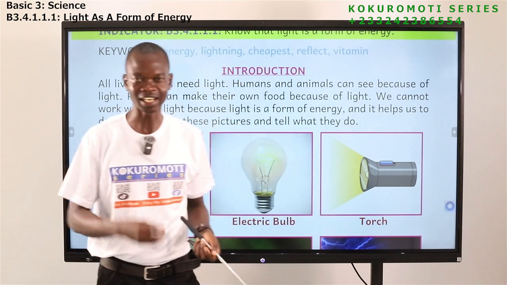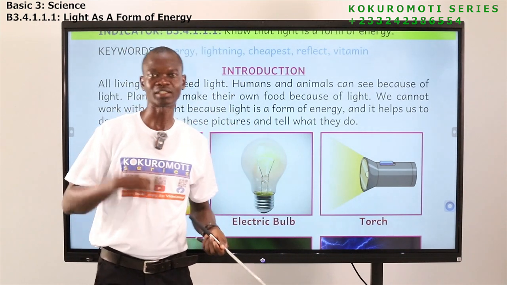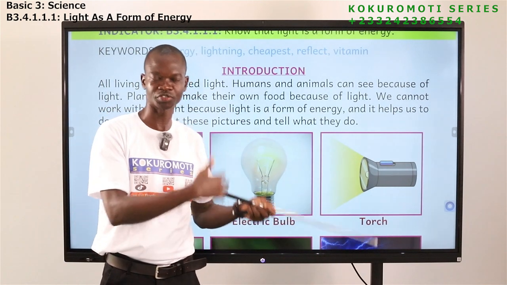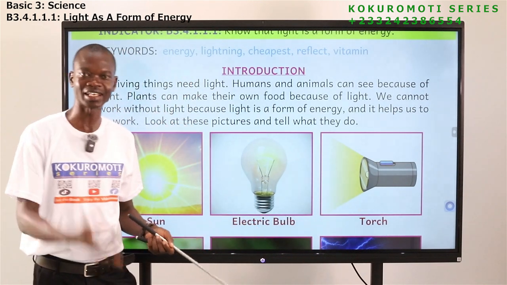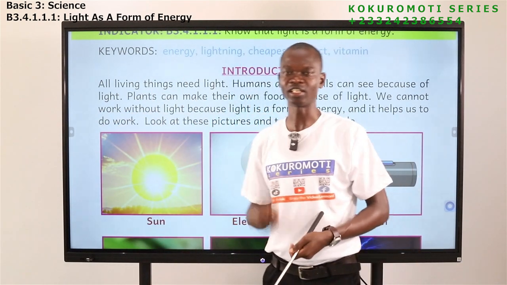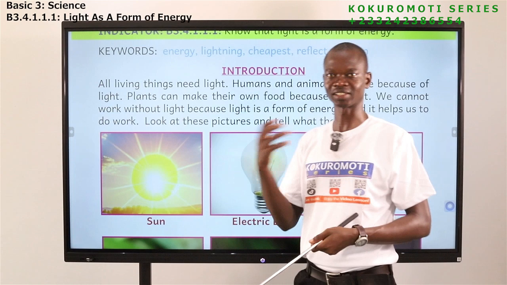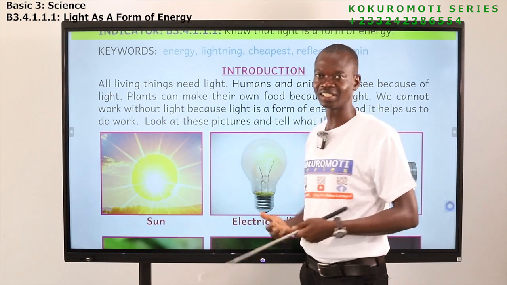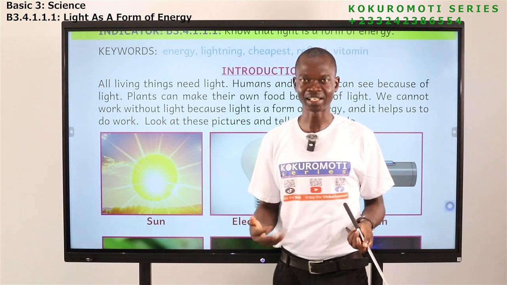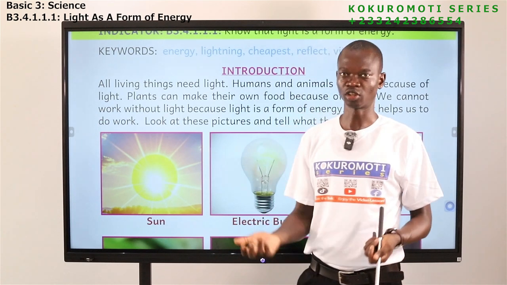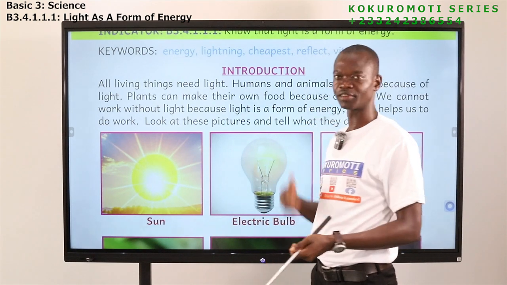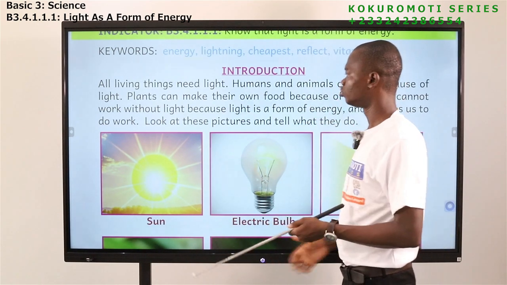Human beings need light. Animals need light. Plants also need light. Plants use the light to prepare their own food, what we call photosynthesis. Animals move from one place to another and they see because of light. In the evening, if you are doing your homework and the light goes out, you will not be able to see, so you will not be able to do your homework. So light is very important and we all use light.